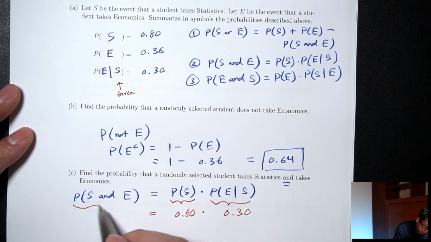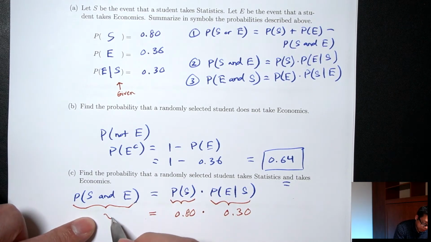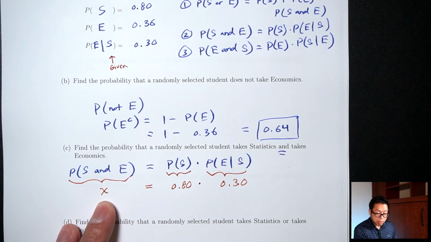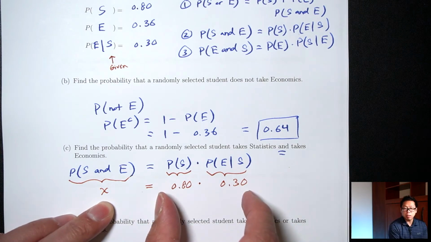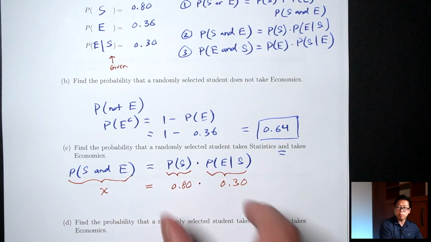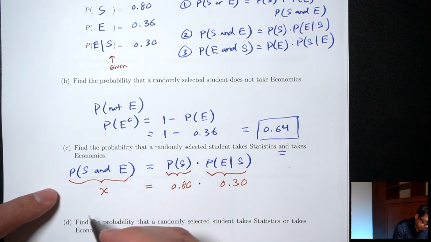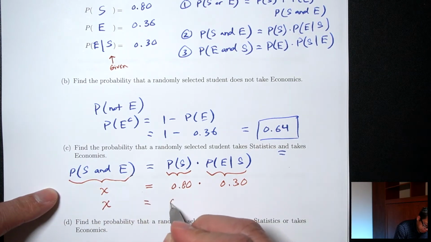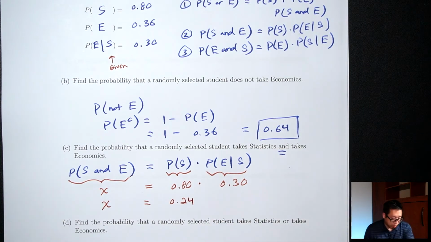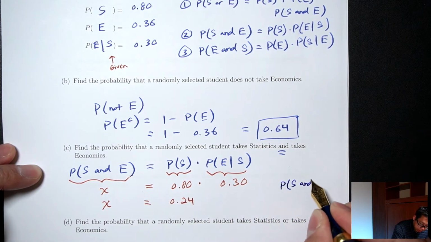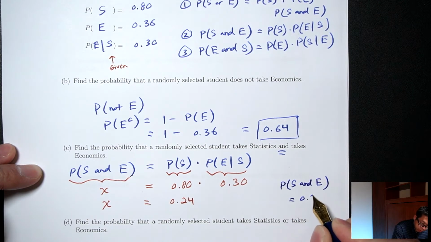And then let me actually do this. That's what I'm looking for. Let me call that X. Your goal is to get the X by itself. It's already by itself on the left side, which means all I need to do is the right side. 0.80 times 0.30 is 0.24. And what I just found was probability of S and E. So probability of S and E is 0.24.